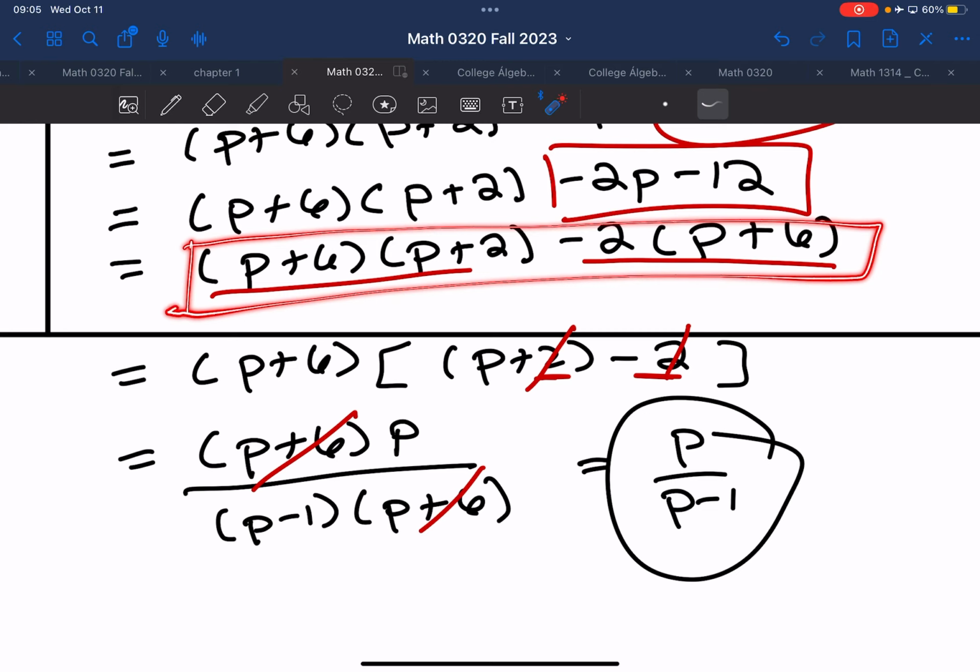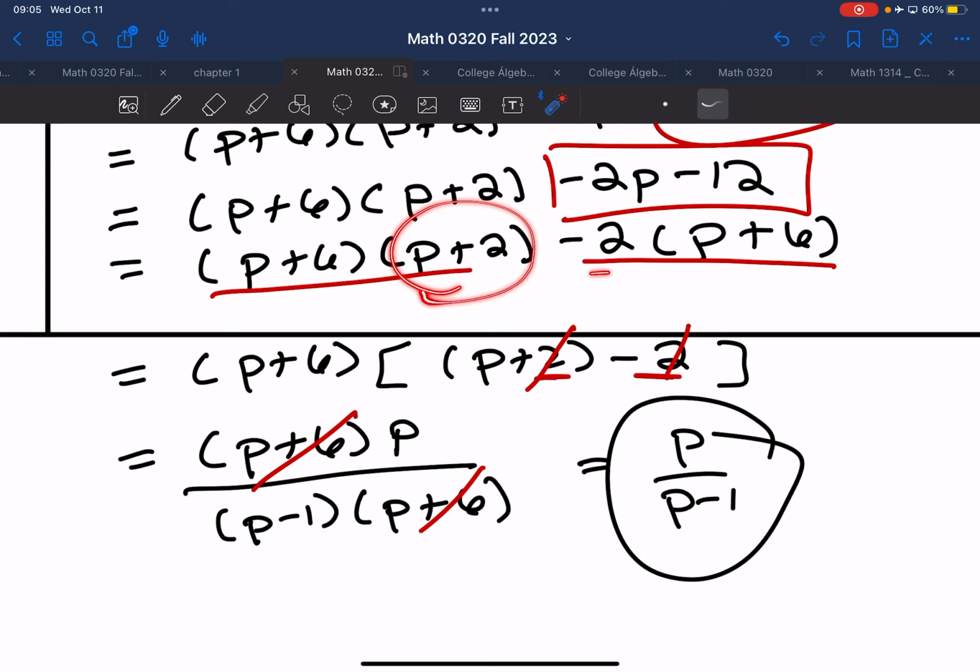And we said that they both have a p plus 6 here. So I moved that p plus 6 to the outside, and everything that was left, I put inside those brackets. So I had a p plus 2 left and a negative 2. So you're kind of, in this sense, doing a factor by grouping in the sense that you're looking at the first half and the second half separately, not as one addition.